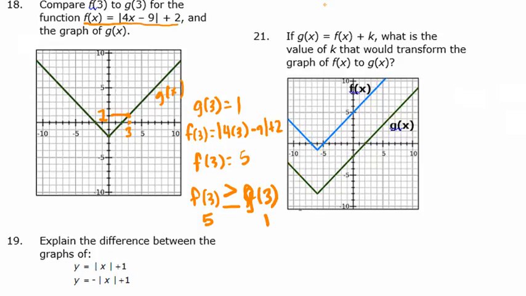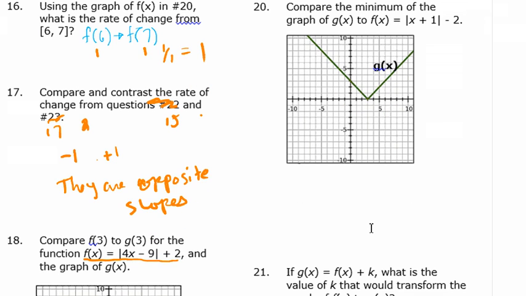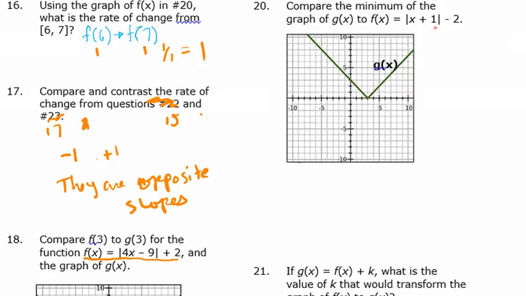All right, and then this one, for 19, we just take a look at explain the difference. And then if you look at these two, they're the same function except for this negative sign out front, which means that the second one opens down, while the first one opens up. That's all you have to do. All right, and then this one says compare the minimums. So let's take a look at 20.